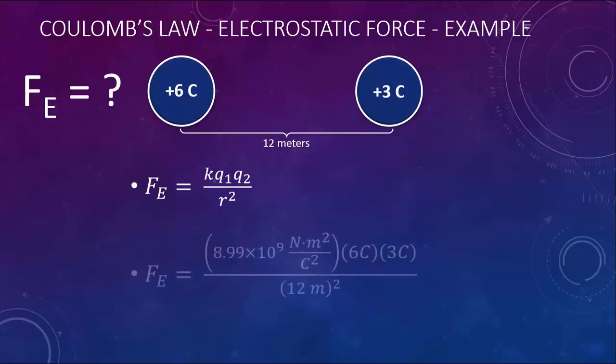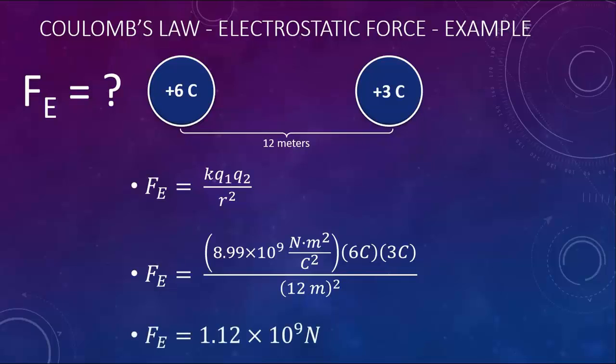Well, we start off with Coulomb's law, and we can plug in all of our givens: the constant from the reference table, the 6 coulombs and the 3 coulombs, and the 12 meters, which of course we square. When we carefully plug these numbers into our calculator, we find out that the electrostatic force between these two particles is 1.12 times 10 to the 9 newtons. Try it yourself and make sure you get the same answer as me.